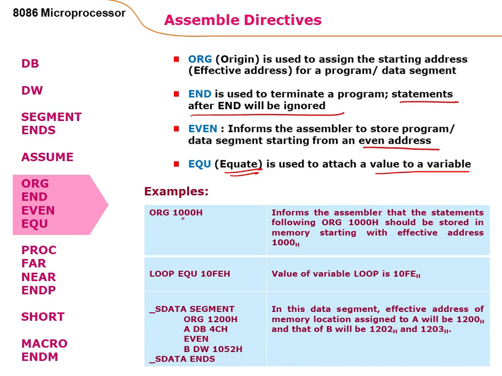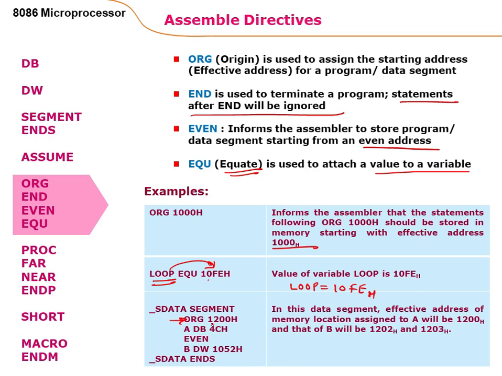ORG 1000H informs that the program starts at memory location 1000H. Then LOOP EQU 10FEH. So LOOP is nothing but a variable name, and it is assigned a value of 10FEH. So we can take this as LOOP is equal to 10FEH. Then next is the S data segment, so it is a data segment.